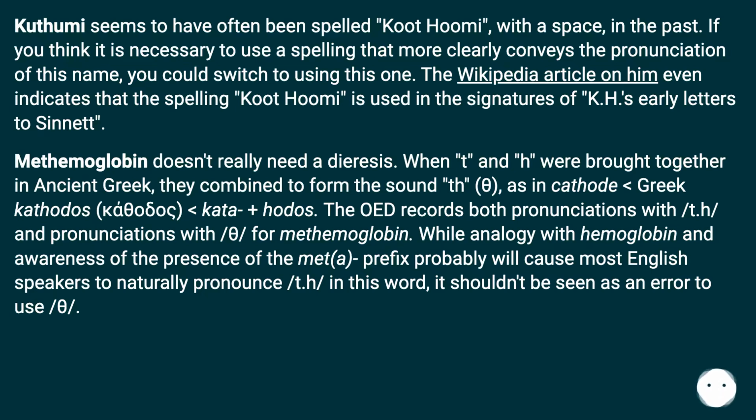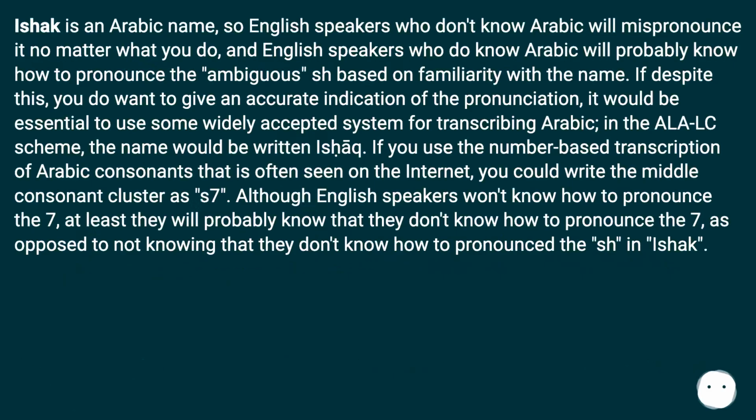When t and h were brought together in ancient Greek, they combined to form the sound th, theta, as in cathode is lower than Greek kathodos, kappa theta omicron delta omicron, is lower than kata plus hodos. The OED records both pronunciations with /t.h/ and pronunciations with /theta/ for methemoglobin. While analogy with hemoglobin and awareness of the presence of the met-a prefix probably will cause most English speakers to naturally pronounce /t.h/ in this word, it shouldn't be seen as an error to use /theta/.